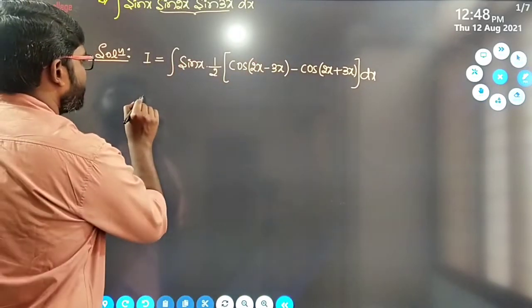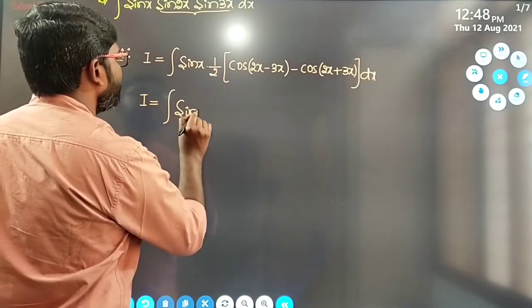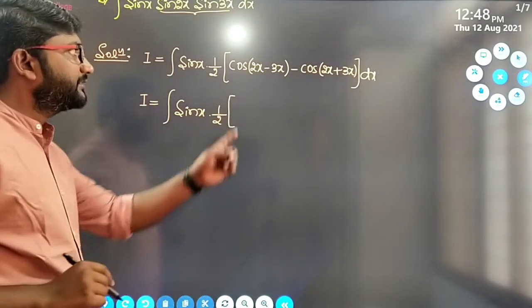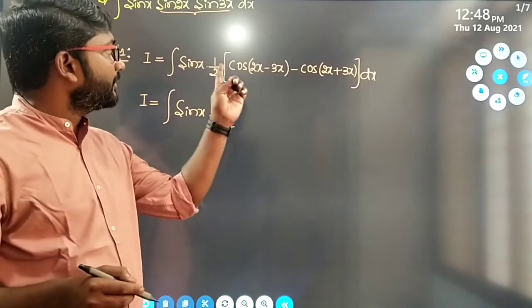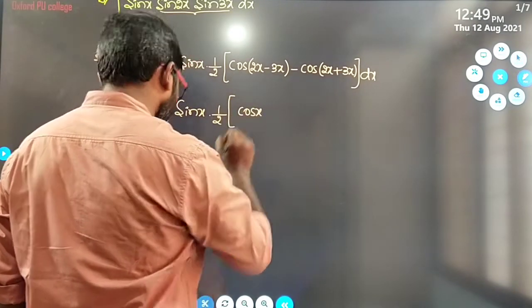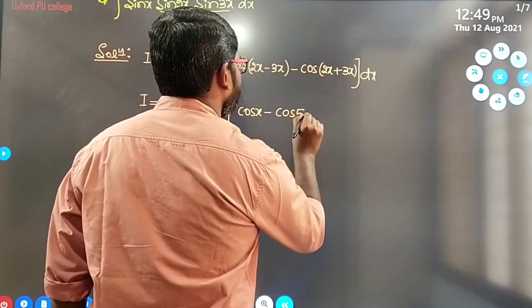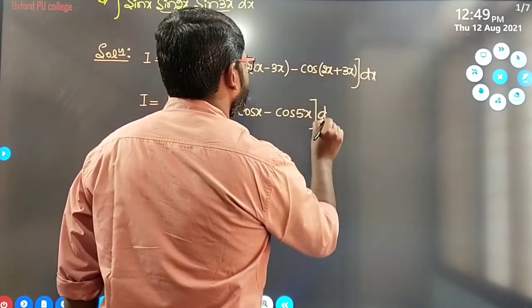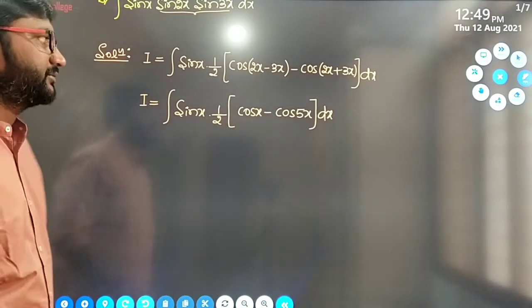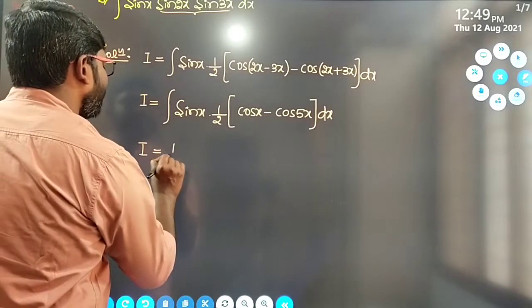So now simplify this further. I is equal to integral sin x into 1 by 2 into the bracket. So 2x minus 3x, it will be minus x, cos of minus x, it will be cos x. So you get cos x. Then minus what we get, cos 5x dx. Now we have to multiply sin x once again with these two terms, writing 1 by 2 outside the integral. I is equal to 1 by 2, I will be writing it outside.